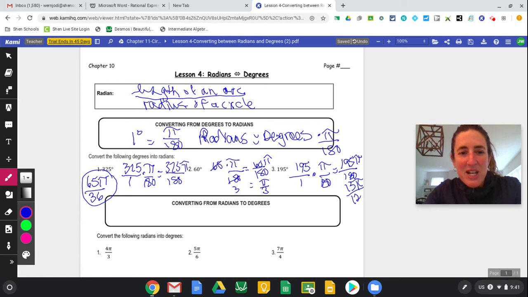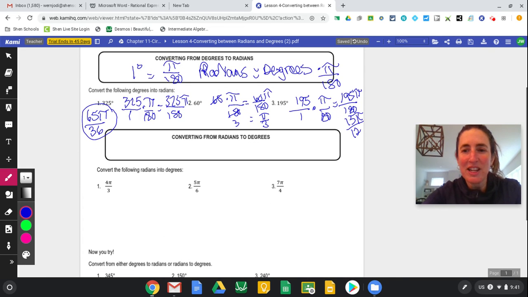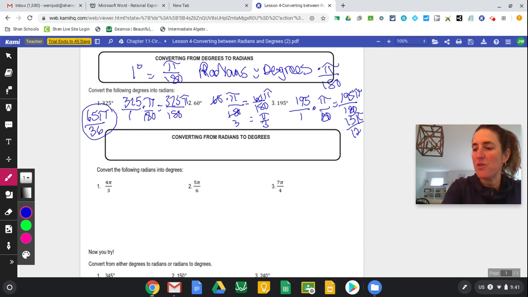Okay, so next we're going to convert from radians to degrees. To convert from radians to degrees, we're just basically going to work backwards. Notice when it becomes radians, there's a pi in the answer. To go back to degrees, degrees will not have the pi in the answer. So we're just simply going to multiply by the reciprocal of what we did before.